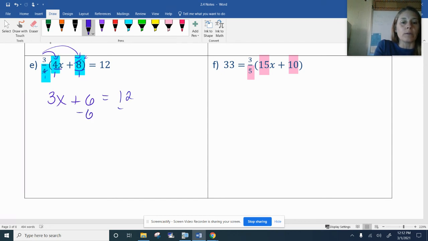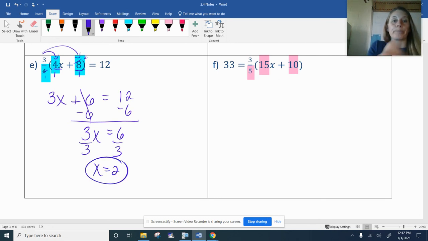And then, of course, subtracting 6, dividing by 3, x equals 2. All right, next one, 3/5 of 15.